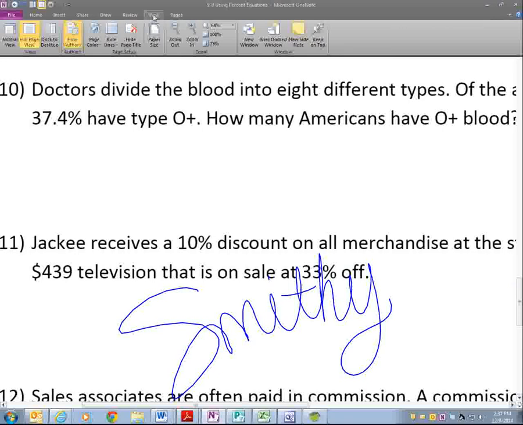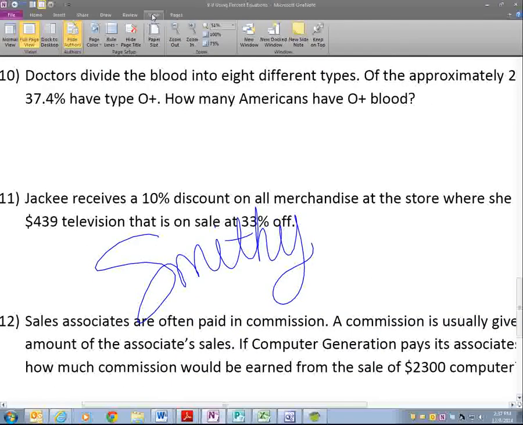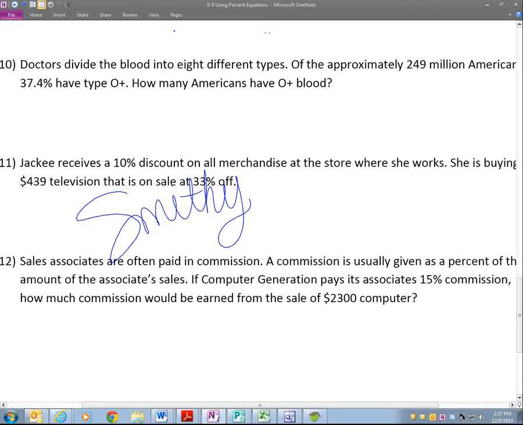Doctors divide the blood into 8 different types. Of approximately 249 million Americans, 37.4% have type O positive. O positive. How many Americans have O positive blood?